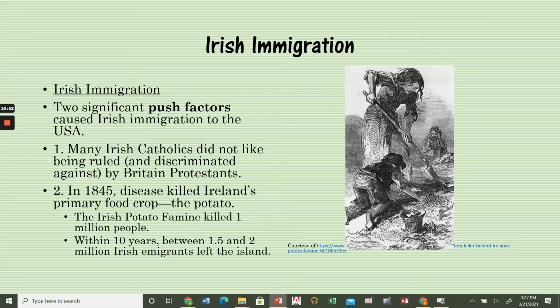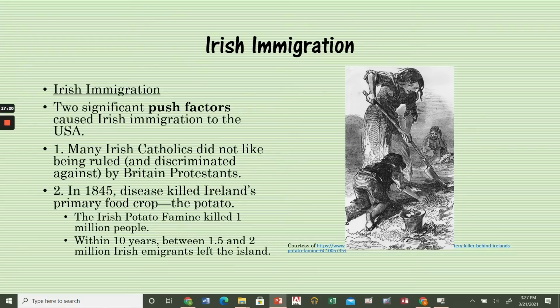Well, there was some disease that killed the potato crop in the mid-1840s. And since that had become Ireland's main primary food source, when the potato crop died, that led to massive starvation, led to a famine that killed 1 million people in Ireland. And it wasn't a very, very big island. 1 million people was a huge percentage of its population. And so within the next 10 years, between 1.5 and 2 million Irish immigrants left the island.